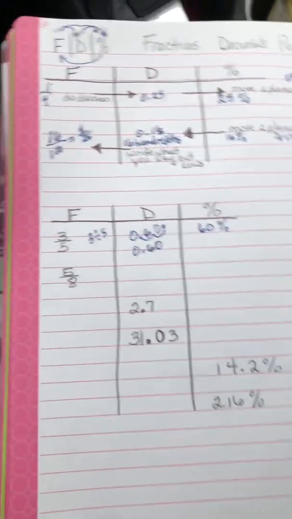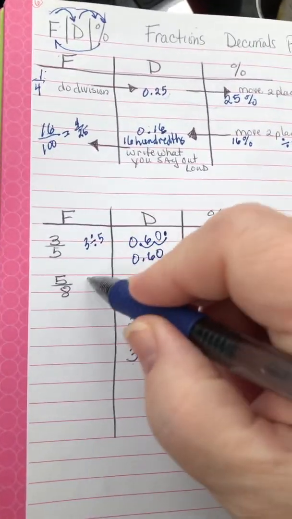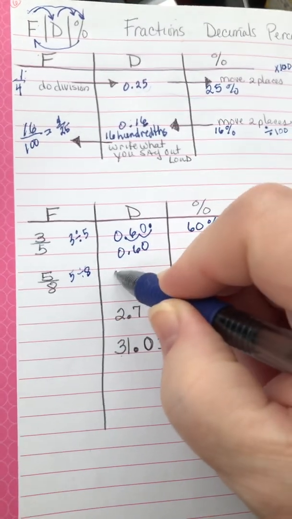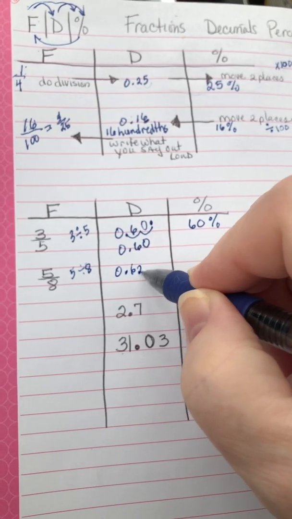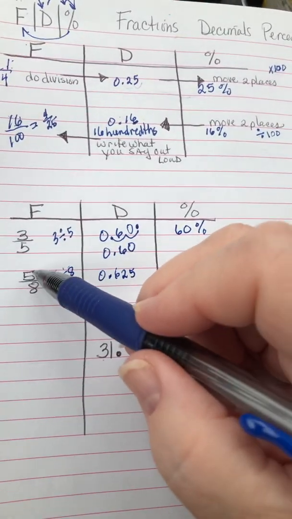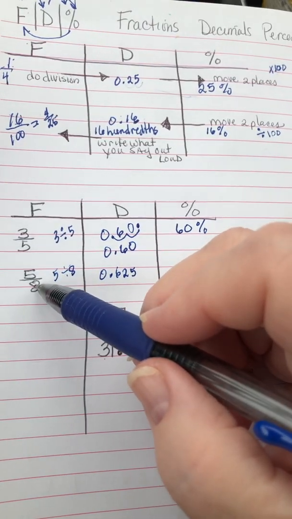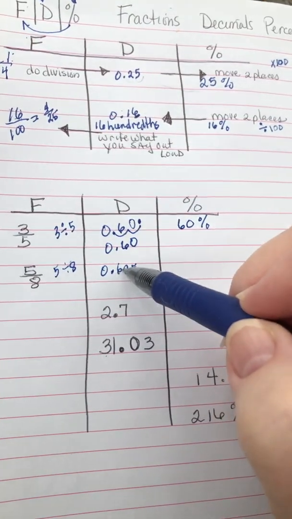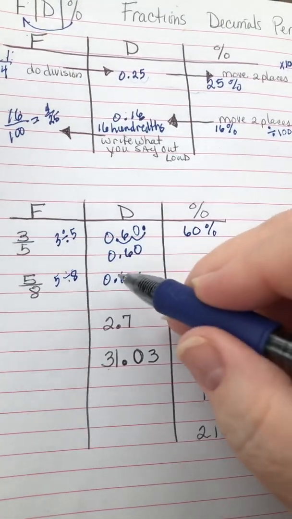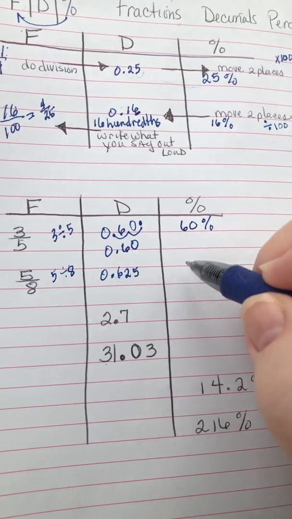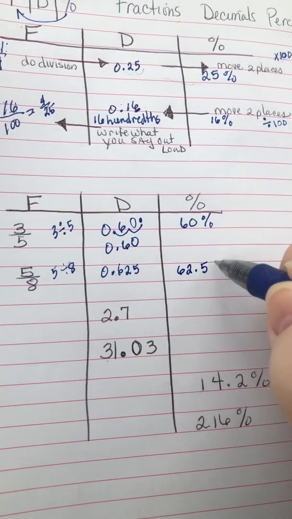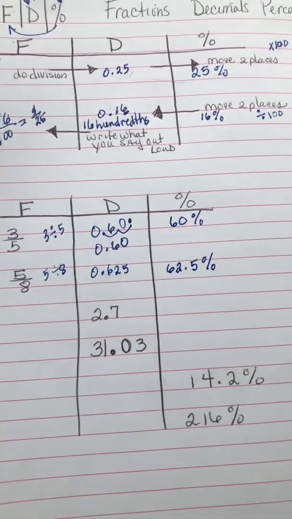Now, for the next problem, 5/8, it's 5 divided by 8. And that comes up to 0.625, which makes sense because 5 is more than half of 8. If it was 4/8, we'd expect it to be 0.5 or 50%. So we need this to be bigger. All right, and then if we move the decimal 2 places or multiply it by 100, either method is fine, we get 62.5%.